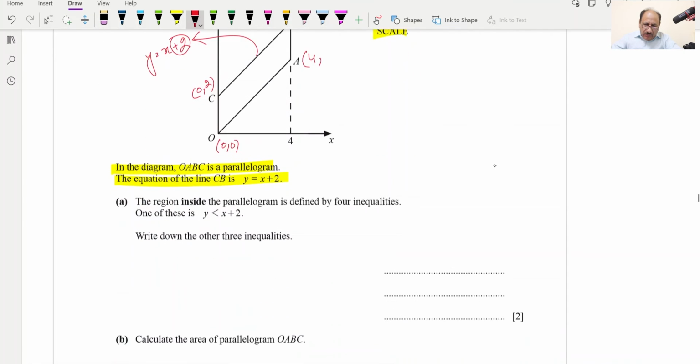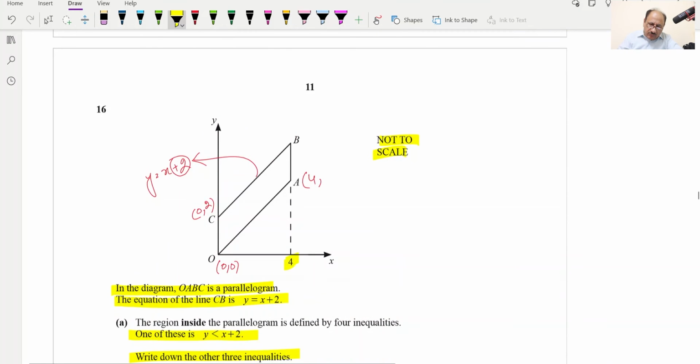The region inside the parallelogram is defined by 4 inequalities. One of these is y is less than x plus 2. Write down the other 3 inequalities. So we can write one as we can see the x value, this one is 4, so everything is less than 4. So if we check this one, this will be the parallelogram.